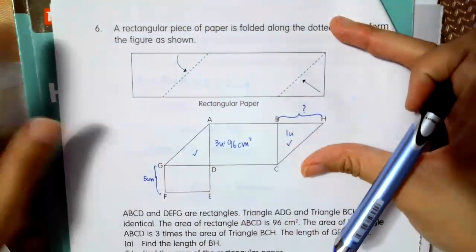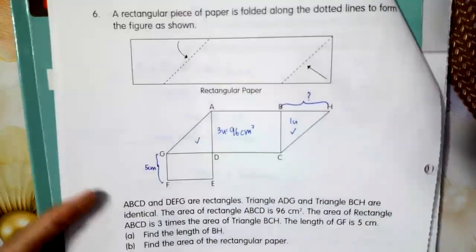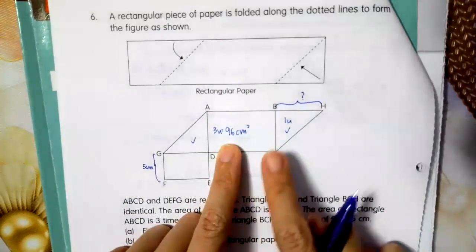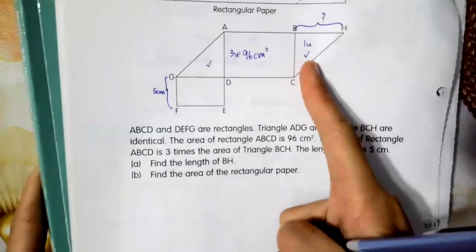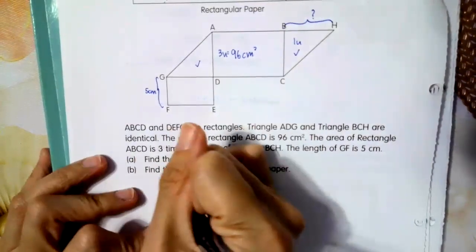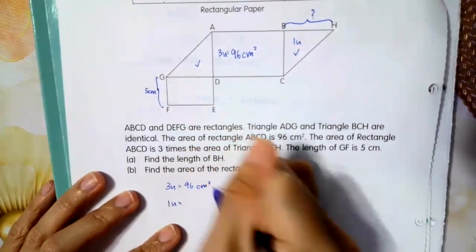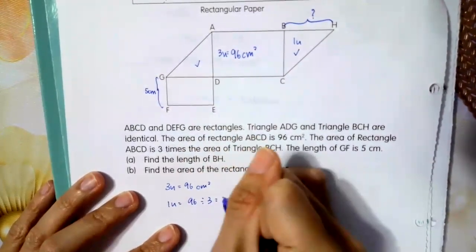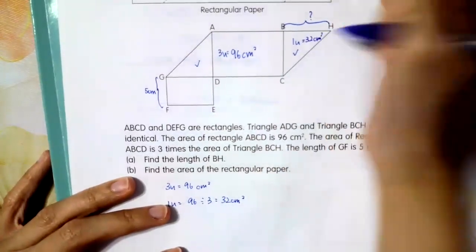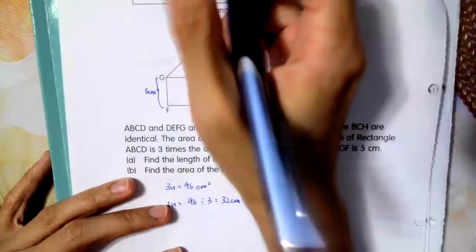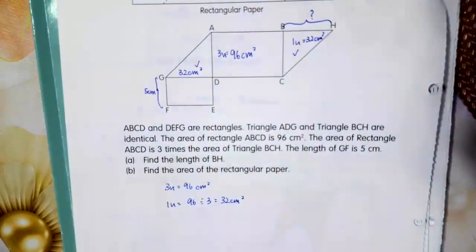All right, now before we get to solving this, we got to ask ourselves first, what can I find first? The easiest would probably be, because I know this is 3 units, then I would know this is 1 unit. So that would be to find this triangle. So 3 units is 96 square centimeter. 1 unit would be 96 divided by 3, and that would be 32 square centimeter. So I can fill in this is 32 square centimeter. Since these two are the same, this is also 32 square centimeter as well. Okay, next.